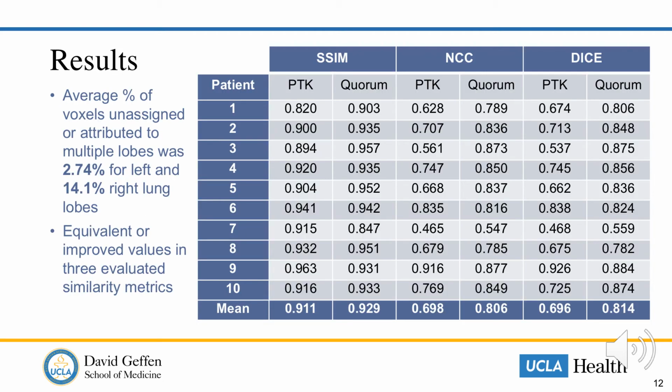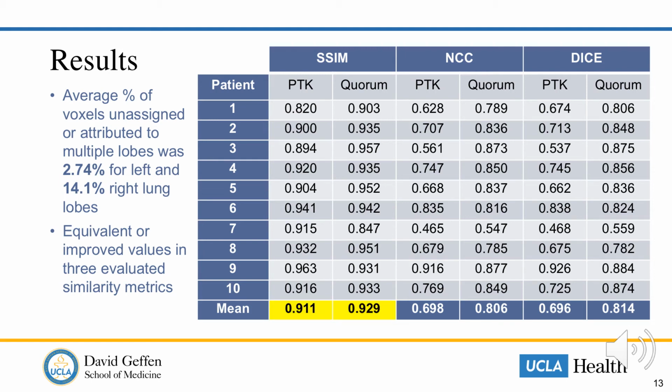The average percentage of voxels unassigned or attributed to more than a single lobe during quorum voting were 2.74 and 14.1% for lobes of the left and right lungs, respectively. We found that the resulting segmentations from quorum voting performed equivalently to, or in most cases, improved upon the segmentations obtained from PTK's automatic segmentation feature.